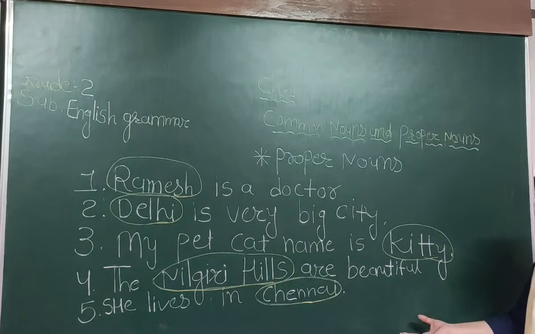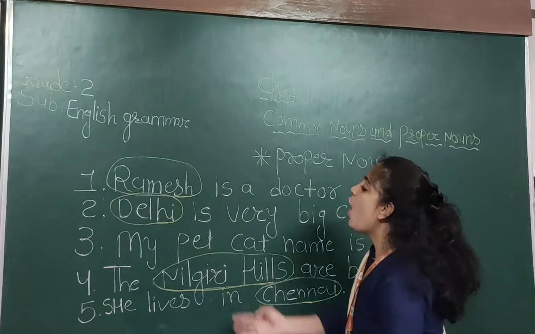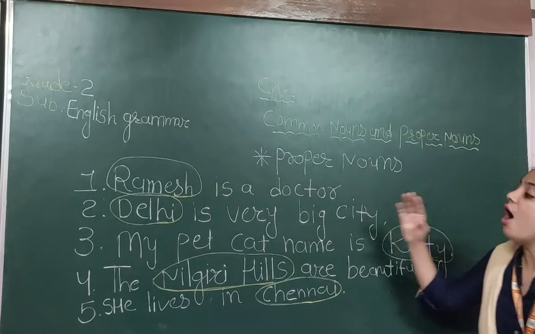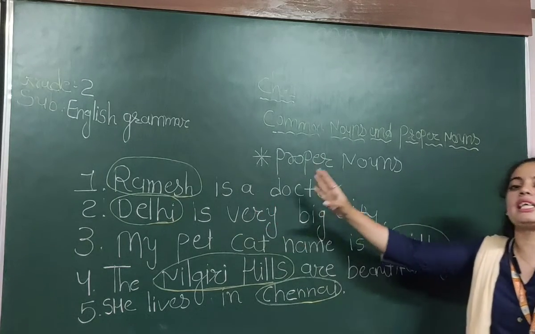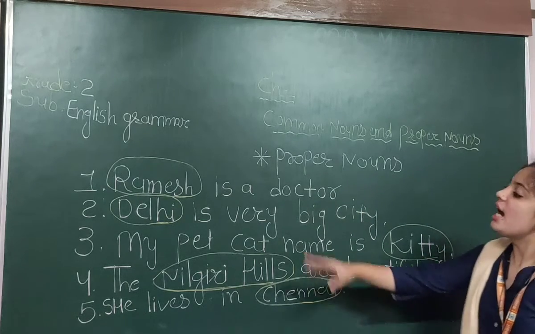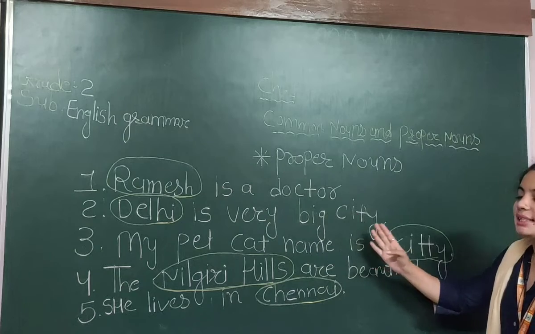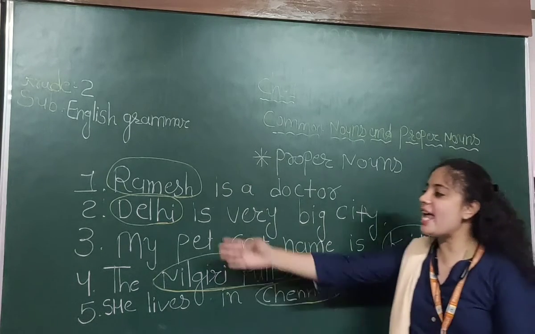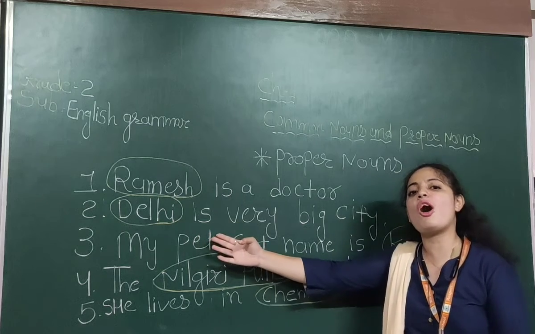Okay, students. So, in the first sentence, Ramesh is a doctor. In that sentence, Ramesh is the special name of a person. Next, Delhi is a very big city. Yes, all the students, in this sentence, Delhi is the special name of a place.